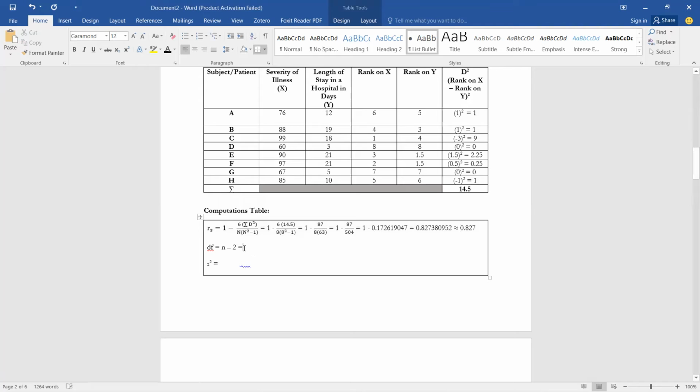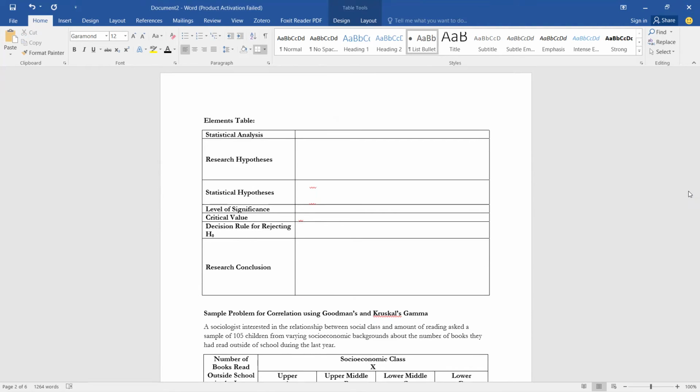So, but first we need to compare it with RS critical, so we need to get the DF. DF is 8 minus 2 again, so that's 6. And then for R squared, we simply square yung Spearman's rank order coefficient that we obtained. So that's 0.827, it should give you 68.393. All right, let's go to the elements table.